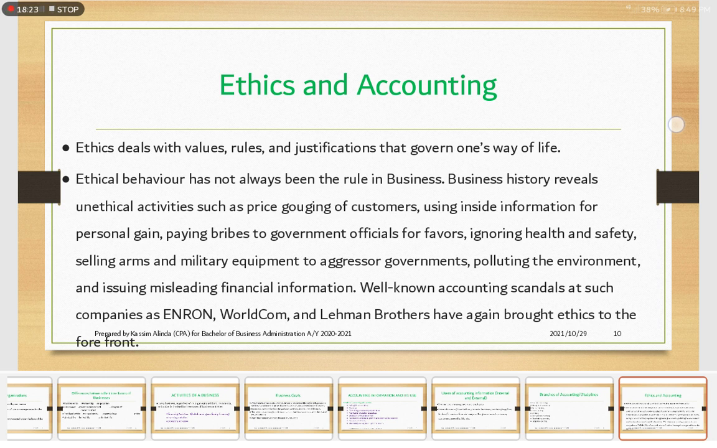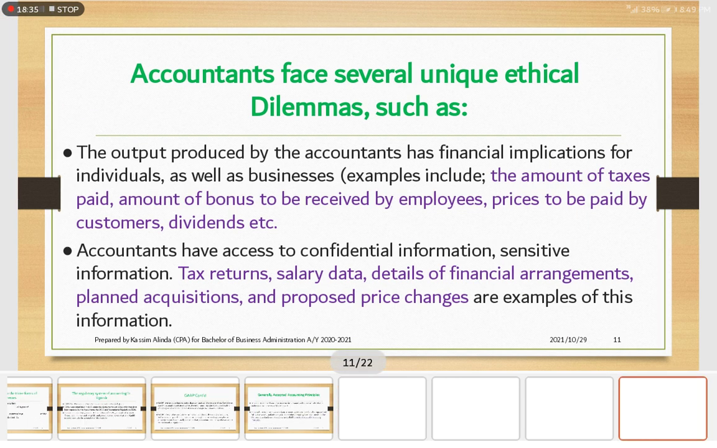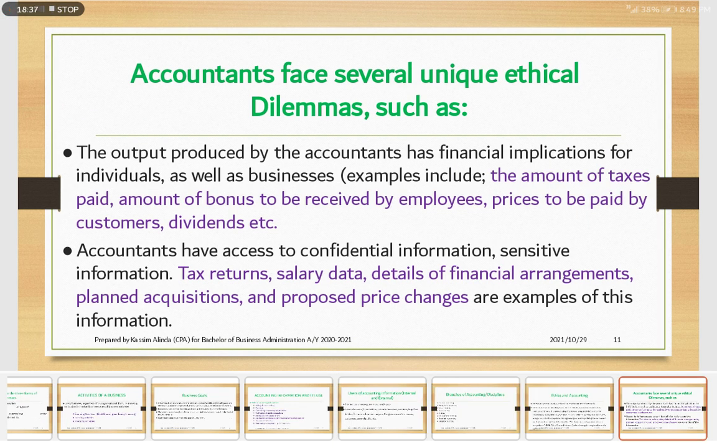Accountants, number two, have access to what we call confidential information. Accountants have information about the tax returns. They have information about the salary data. They have information about details of the financial arrangements and even planned acquisitions, for instance if our business is planning to buy the other farm. Accountants will have that information. Even when they are proposing price changes, accountants will have that kind of information.